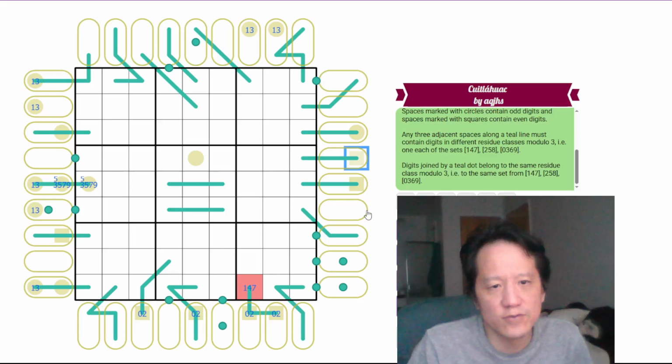These can be any from 0, 2, 4, 6, or 8. Same here. These are all the same modulo set. These are the same modulo set. These are the same modulo set.